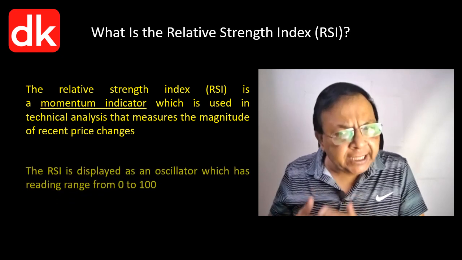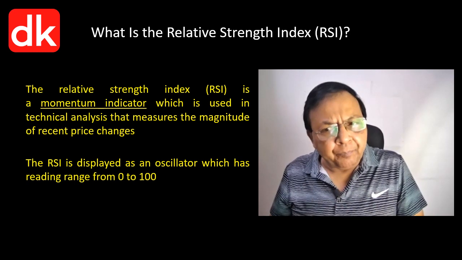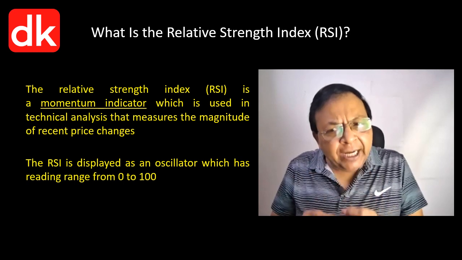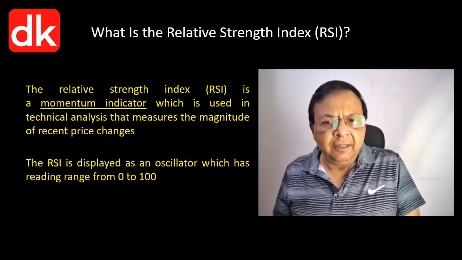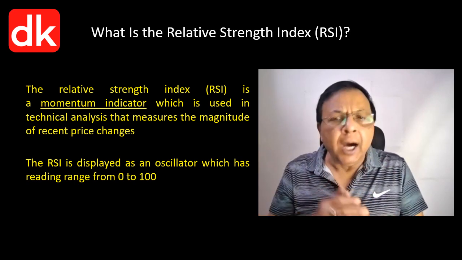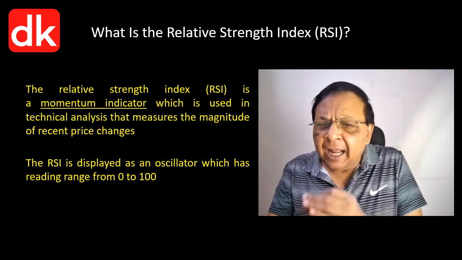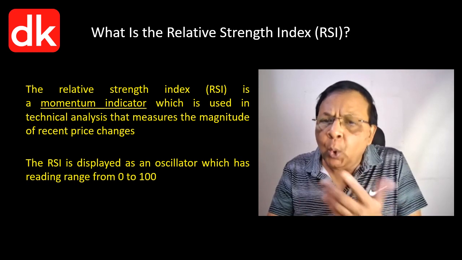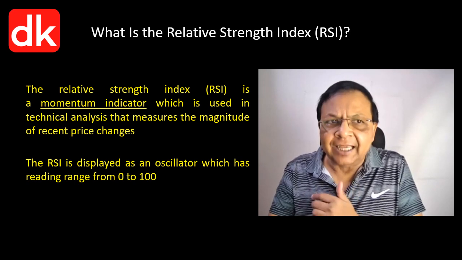So it is an oscillator based on a certain fixed formula for the selected past period. It calculates its value in a range of 0 to 100. Since it is an oscillator, it oscillates between 0 and 100. So let us go ahead and understand further about RSI and a little bit about its historical background: how it was developed, who developed it, and where it found its first mention.